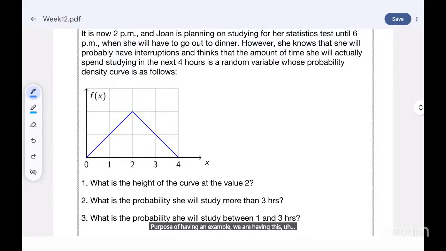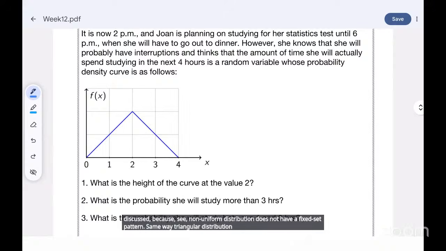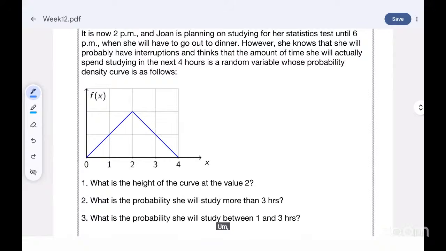Madam, what is the formula for expectation and variance of the non-uniform distribution? Sorry, what? No, we did not discuss the formula for variance and expectation of non-uniform distribution. This we have not discussed because non-uniform distribution does not have a fixed pattern. Same way, triangular distribution does not have a fixed pattern. Triangular distribution can be a right angle triangle or an isosceles triangle. It can be different types of triangles. So there are no fixed formulas for PDF or other things, CDF, expectation.